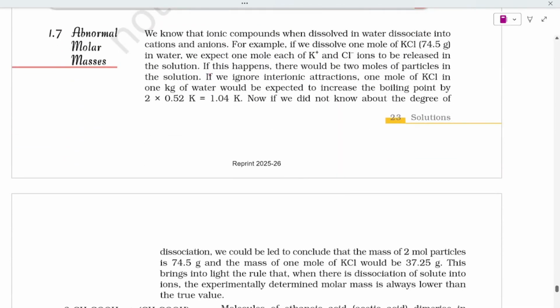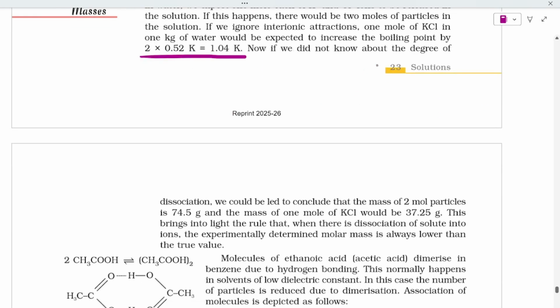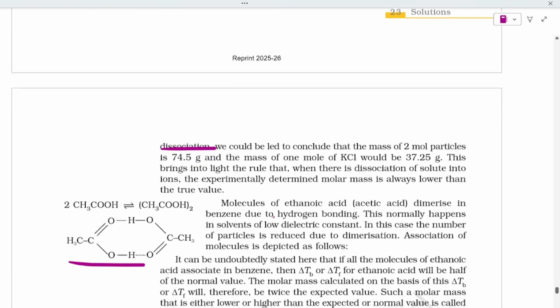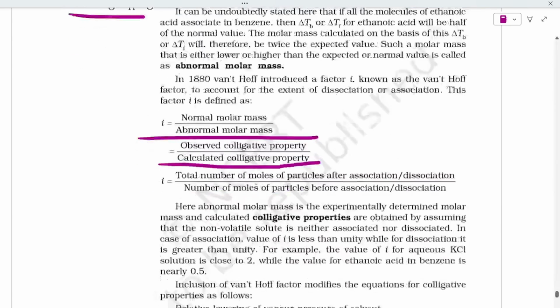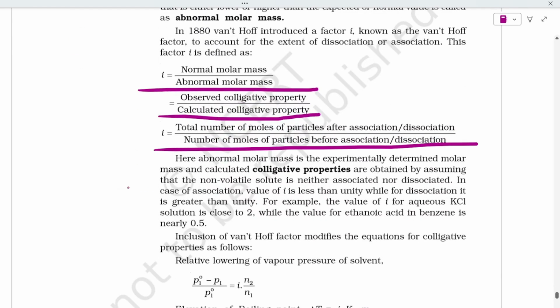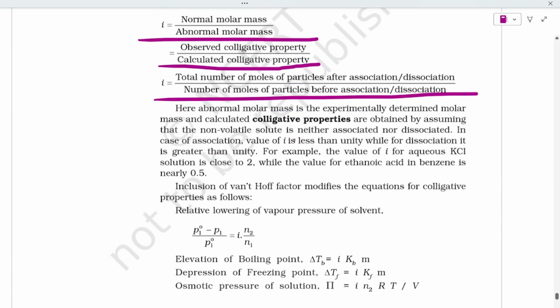Now abnormal molar masses: for the boiling point, 2 into 0.52 K is equal to 1.04 K, which involves the degree of dissociation. Here is the diagram, and in the formula, normal molar mass divided by abnormal molar mass, or observed colligative property divided by calculated colligative property, or total number of moles after dissociation divided by the number before, gives the Van 't Hoff factor.